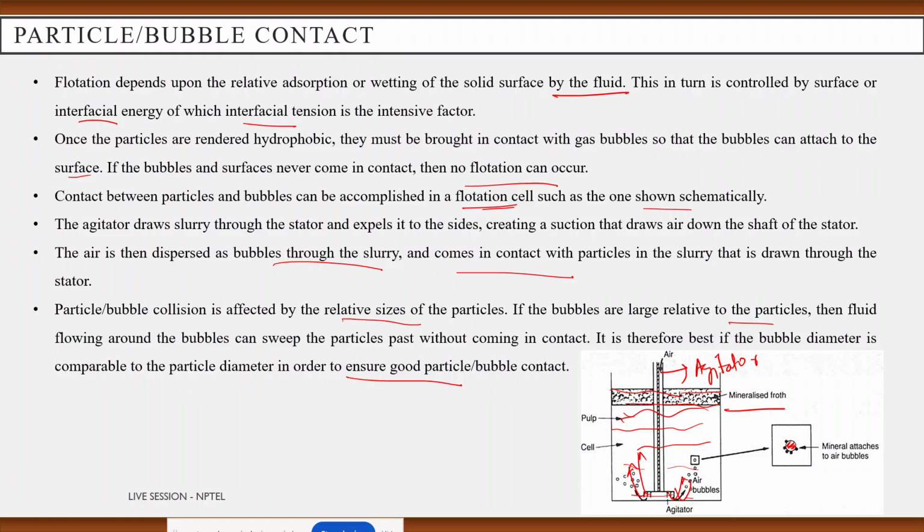It should not be that the gas flow rate is so high that the particles do not get enough residence time, or it just flows the particles out of the system. So this kind of higher gas flow rate will affect the separation. So we need to maintain the air flow rate and also the bubble size, so that the bubble size is comparable with the ground solid particles, so that there is good contact between the bubble and solid.